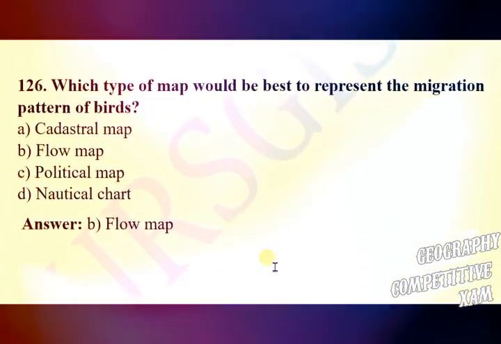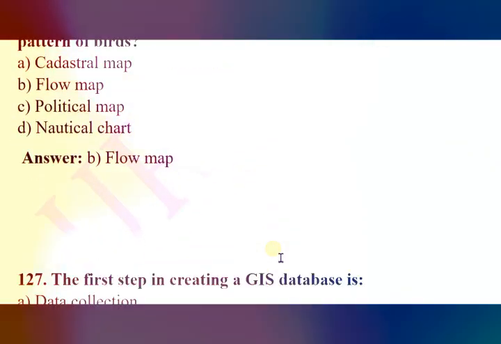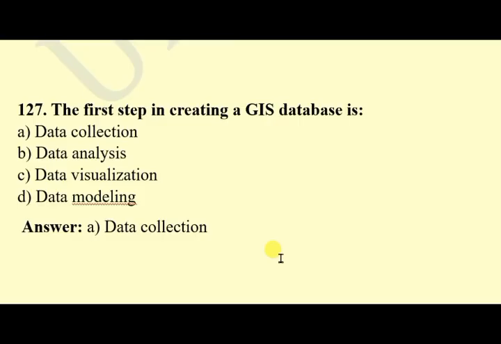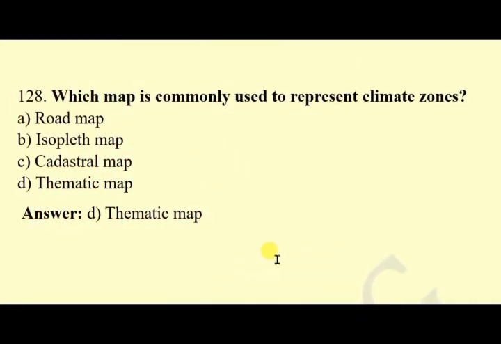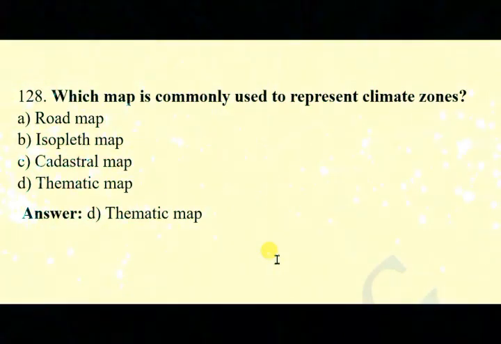Miscellaneous cartography questions. 126. Which type of map would be best to represent the migration pattern of birds? Cadastral map, flow map, political map, nautical map. Here the right answer will be flow map, meaning the birds are migrating or flowing from one place to another. Question 127. The first step in creating a GIS database is data collection, data analysis, visualization, modeling. Of course, data collection. 128. Which map is commonly used to represent climate zones? Road map, isopleth map, cadastral map, thematic map. Here the right answer will be thematic map.